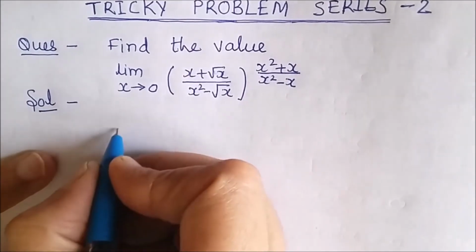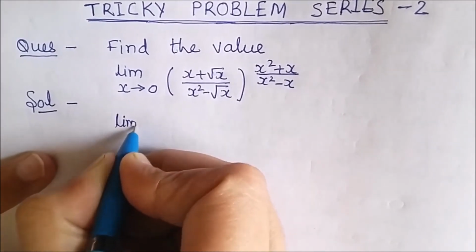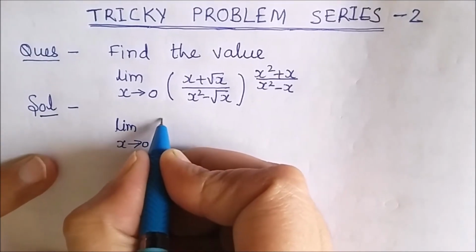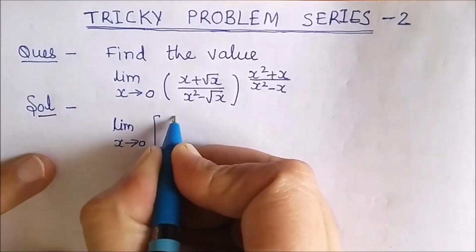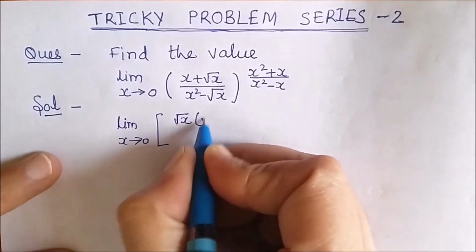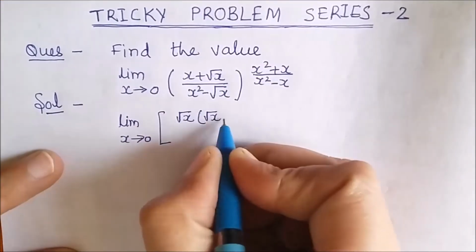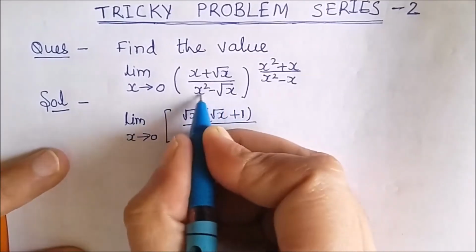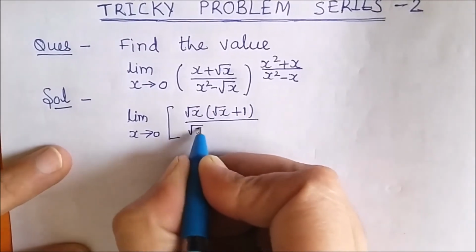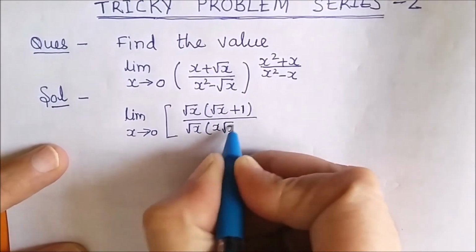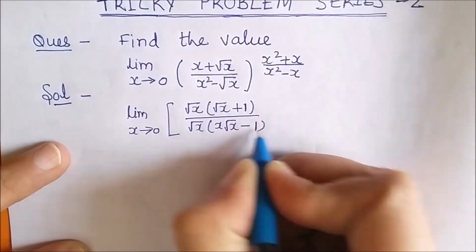So our function reduces to limit x tends to 0. If I take root x out of the bracket, so this is root x. Here we will be left with root x. This root x is already taken out. So 1 divided by, from these two, if I take root x outside, in this function I will be left with x root x minus 1.